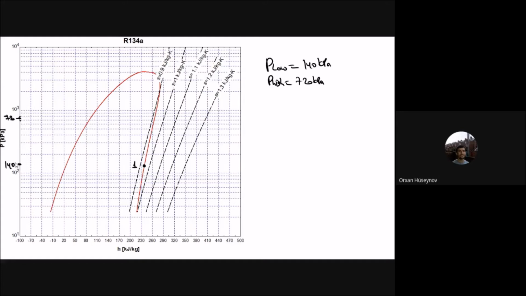Okay, so with this in mind, now let's draw the pH diagram, but you have to notice that in this pH diagram, you also have these constant entropy lines. You will go from P1 to P2, it should be isentropic. So you can see that S is 1 here, and you have to be parallel to these lines. It should be isentropic. Let me just do that.